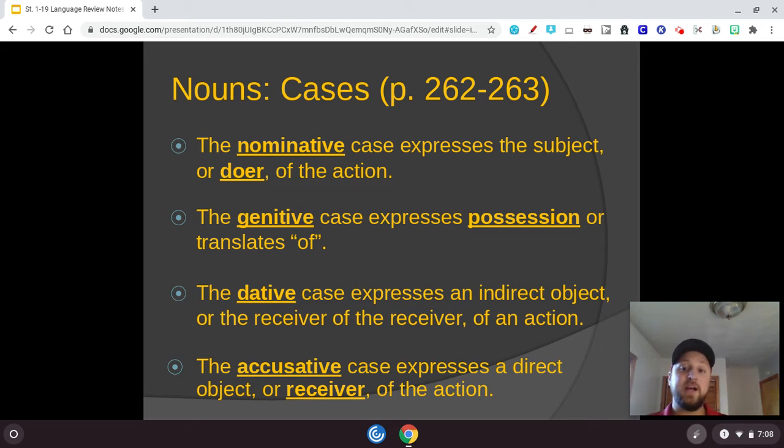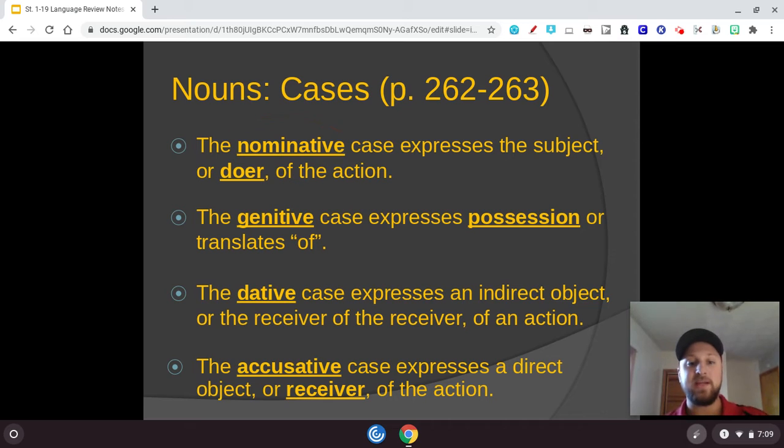A lot of what you see on the slide right now is stuff from Latin 1. We learned the nominative and the accusative cases very early on in Latin 1. We learned the dative case at the end of Latin 1 and saw it throughout last year in Latin 2. But the genitive case is kind of brand new to us. We had just learned the genitive case before the shutdown in March, and so I'll talk about that very briefly here. So just a quick review of the ones that we kind of know well already.